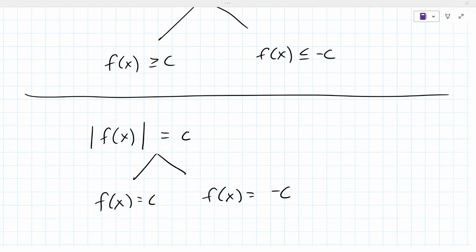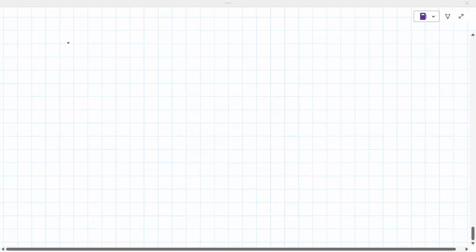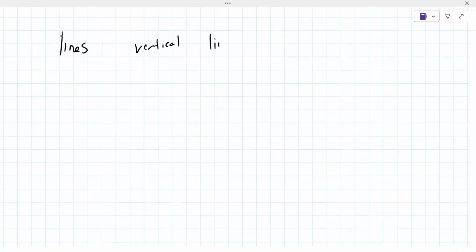All right. So one more comment on lines. There's two types of exceptions to lines. There's vertical lines, which are x equals a number. Horizontal lines, which is y equals a number. Have you seen this before? Yeah. Okay.